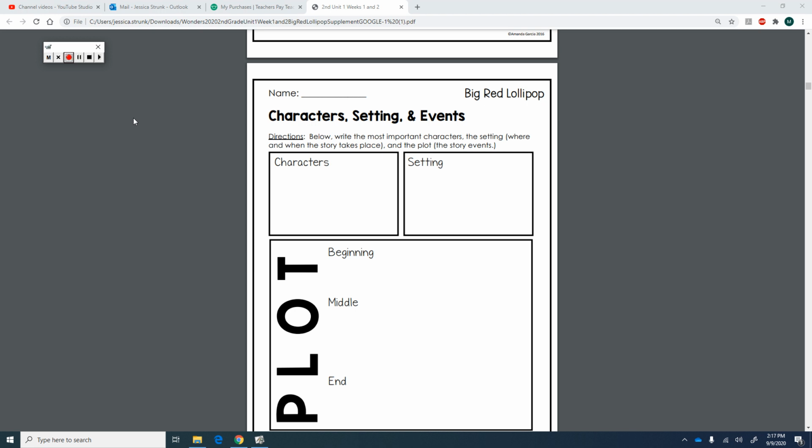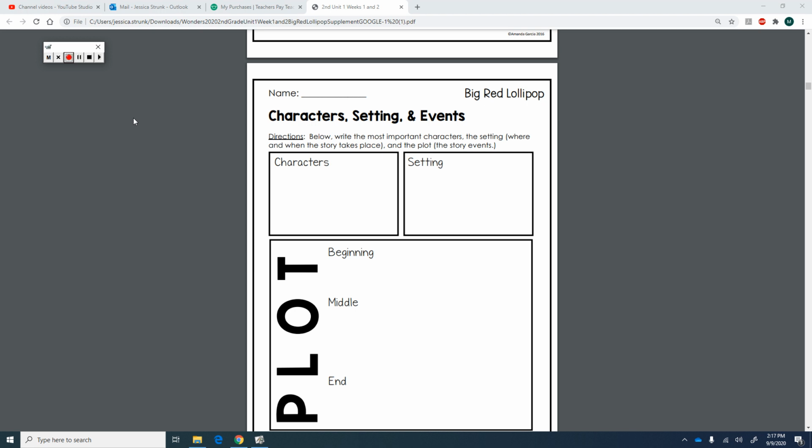For today's lesson, we are talking about characters, setting, and plot. And I know that you guys just got done re-listening to Big Red Lollipop. I really liked the little girl that read that story, which is why I left that video. I thought she did a really good job of making it sound good when she read it. And plus, the book that she read had some different pictures than our book does. So it was nice to see some of those different photos.